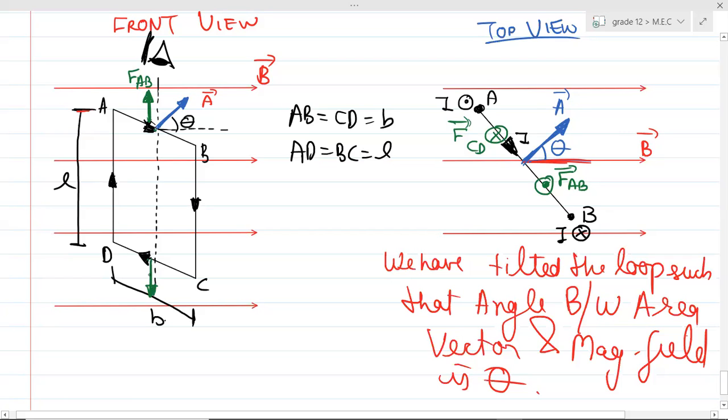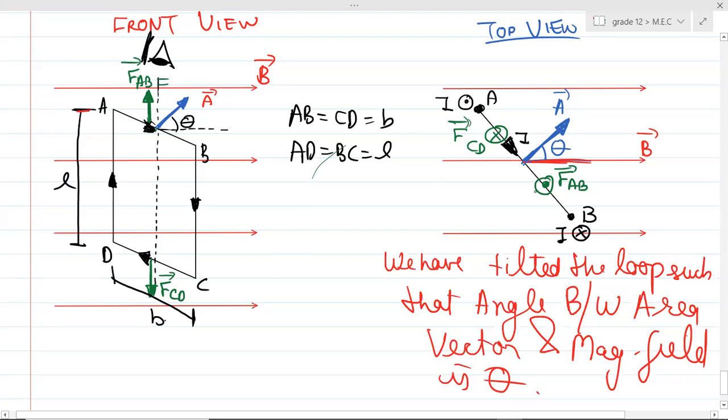Let me check it once again. Current is this, force is this. Correct. And similarly, the force on CD is acting like this. Yes or no, guys? I think the force on AB and the force on CD is pretty much clear to everyone. What will be the value of this force?